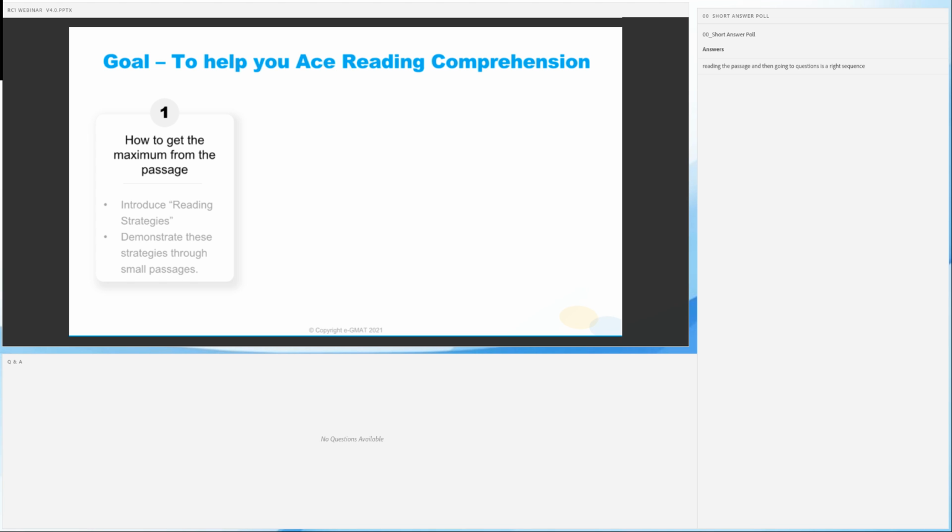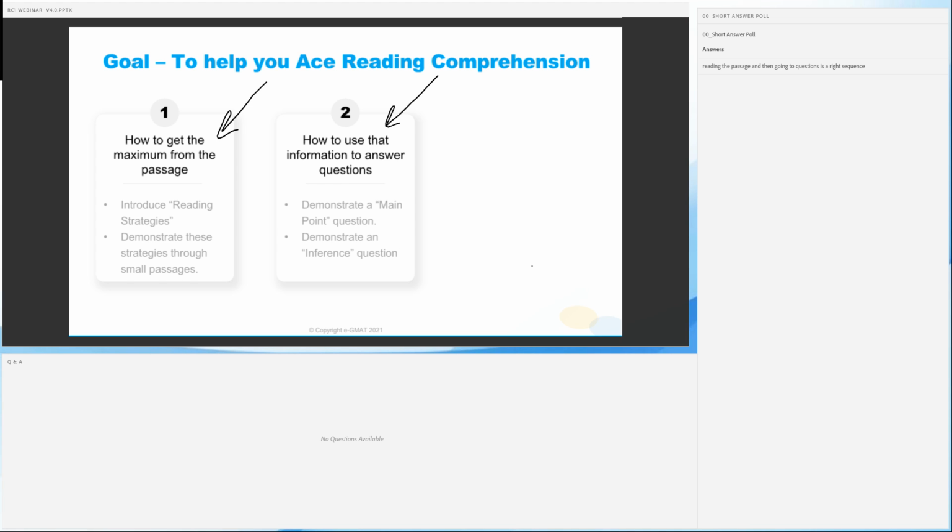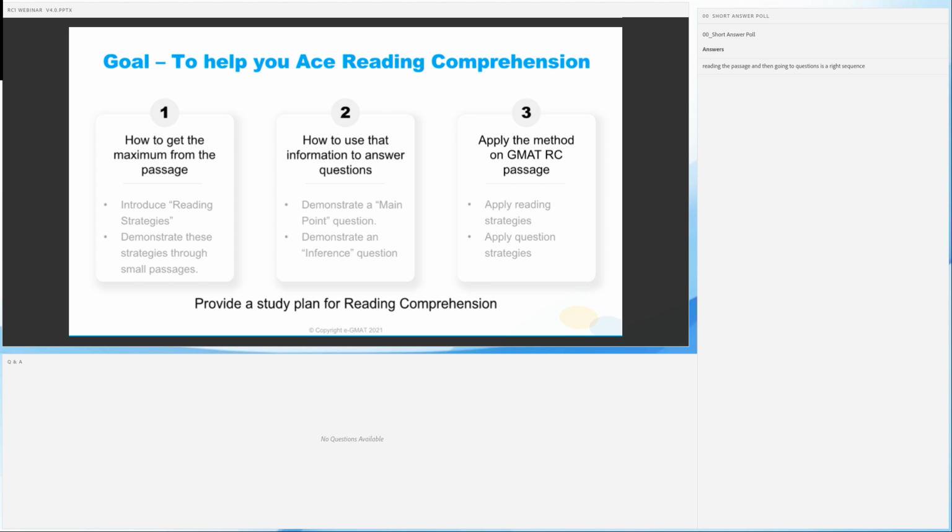Okay. I'm going to demonstrate this through a couple of small passages where we'll lay the foundation for GMAT RC, and then we're going to apply that to a full-length RC passage, 700 level, and then to a 700 level MSR passage. We'll also demonstrate how to answer questions. Once we look at these small passages, we'll demonstrate how to answer questions, and then we'll look at a main point and an inference question. And then we're going to apply it to all sorts of questions in GMAT RC. Overall, you're going to really see a template for success on GMAT reading comprehension here.